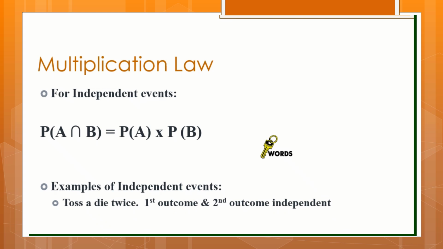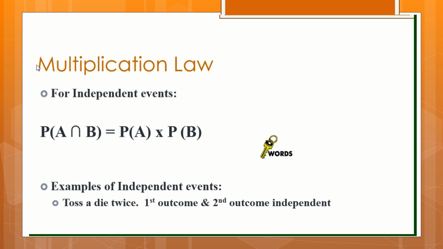Hi, welcome back. So today we will continue with the multiplication law, which is the last part left of your chapter. All right, so let's take a look. So we have the multiplication law for independent events. So what is an independent event? When one event doesn't affect the other event.